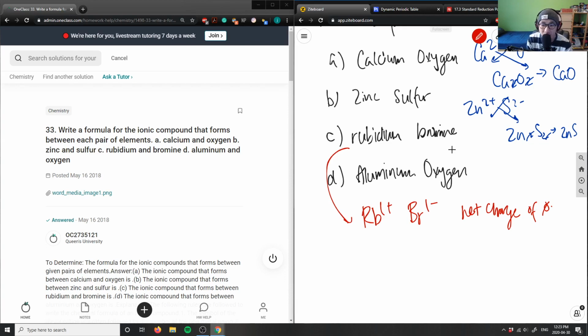my charge 0. So in this case, I can just simply write out RbBr would be my answer here. I only need one of each atom for me to balance out the charges here. So that's going to be my correct answer for C.